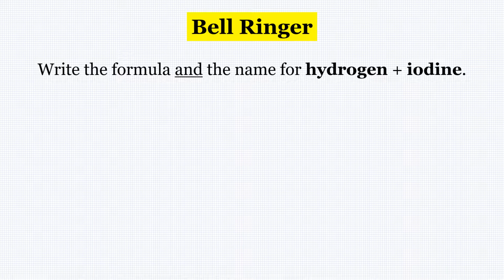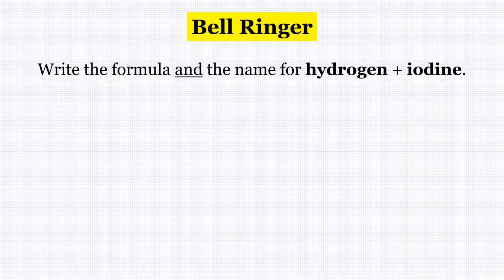All right, today's lesson we're going to be looking at polyatomic compounds. So the bell ringer for today is review from yesterday. It says write the formula and the name when we combine hydrogen and iodine.